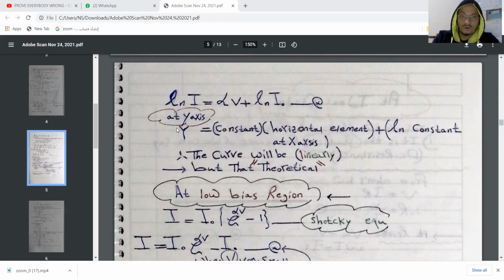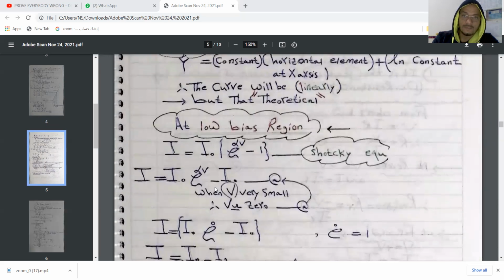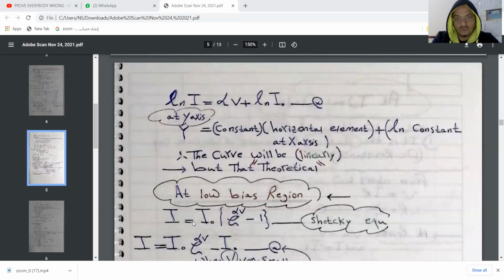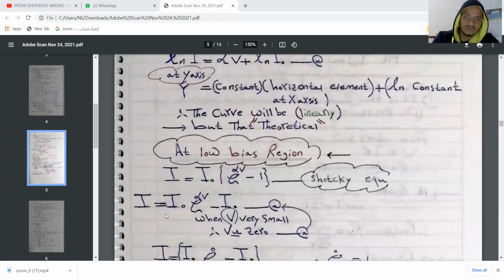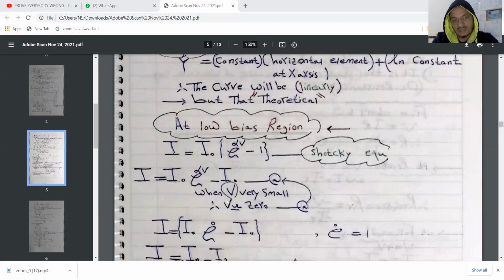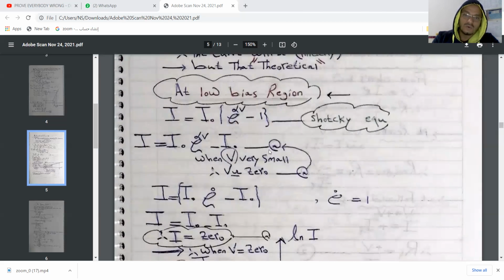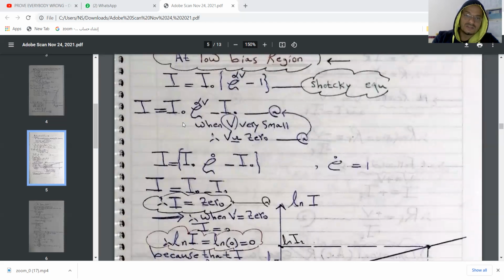Here, let's work on this equation when we're dealing with the low bias region, which means V will be a very small amount. From the Schottky equation, I equals I naught exponential alpha V minus 1, I equals saturation current exponential alpha V minus I naught. When V is very small, that means near 0, and exponential 0 we know equals 1. That means the total current will equal 0 at low bias region.